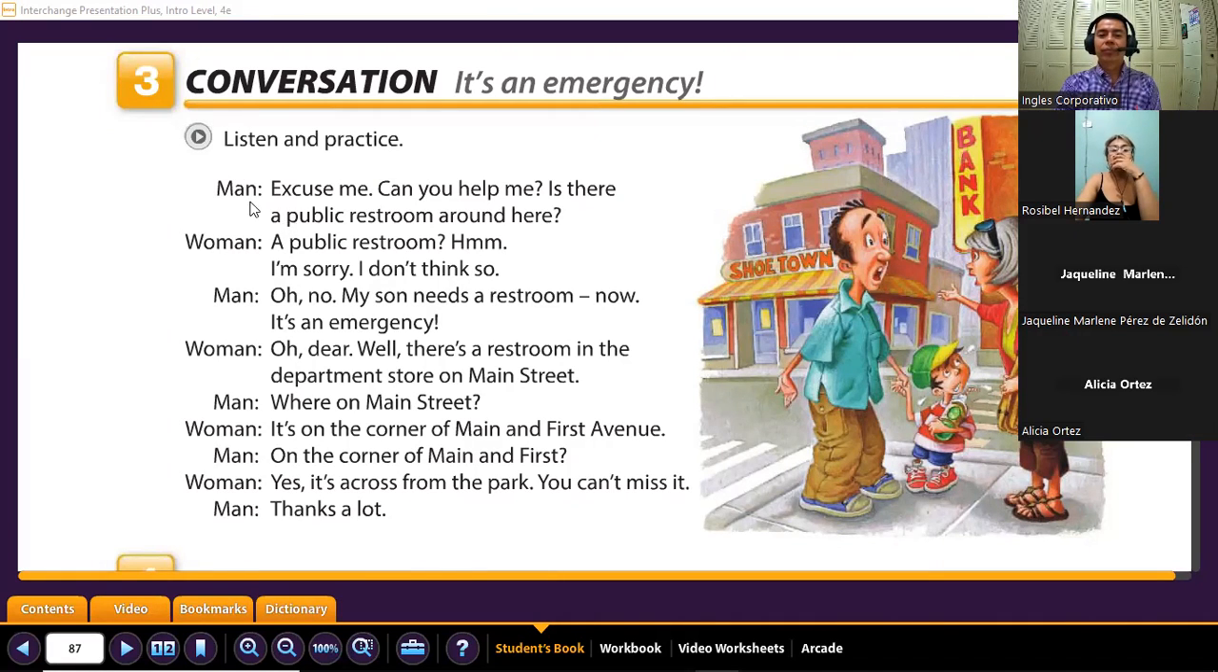Excuse me, can you help me? Is there a public restroom around here? A public restroom? I'm sorry, I don't think so. Oh no, my son needs a restroom. Now it's an emergency. Oh dear, well, there's a restroom in the department store on Main Street. Where on Main Street? It's on the corner of Main and First Avenue. On the corner of Main and First? Yes, it is across from the park. You can't miss it.